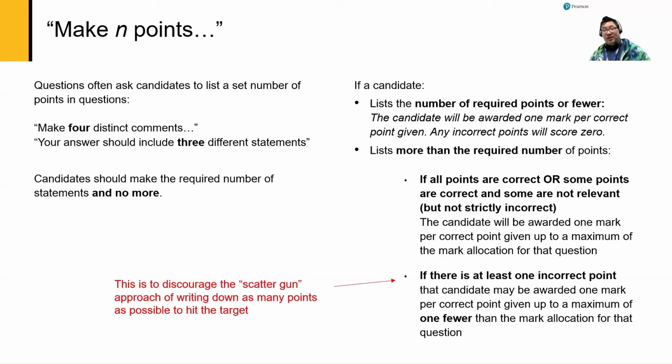Okay, the reason for this is simply because we are trying to discourage the scattergun approach of writing absolutely everything down, potentially writing down contradictory statements, and it is a part of the assessment that candidates can write down specific, concise answers. So the guidance I'm trying to tell everybody here is, if it says make n points, a candidate should write down n points and try not to go over.